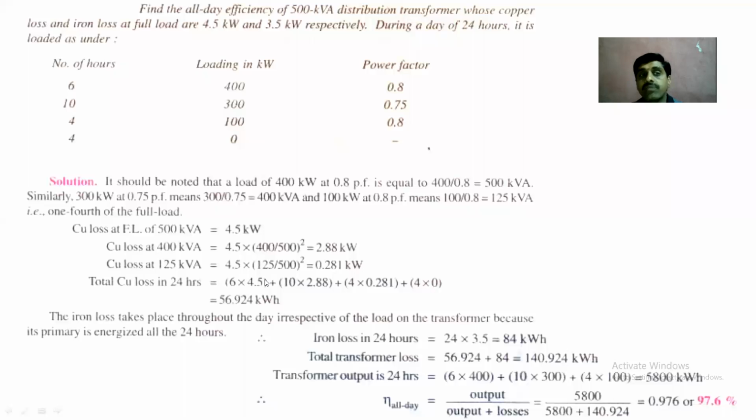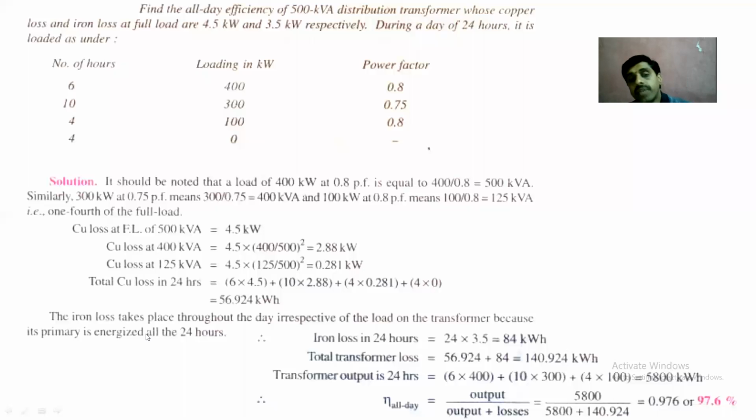So for the total copper loss for 24 hours, if you calculate here, power factor is not given, load is 0. When the load is 0, no load condition, there is no copper loss. You should keep this in mind. So that's why for this, no copper loss. So for these 3 periods, for 6 hours, and next 10 hours, next 4 hours, next 4 hours, there is no load. So for these 24 hours, we got copper loss in terms of kilowatt hour. As I said, copper loss is a variable quantity from time to time.